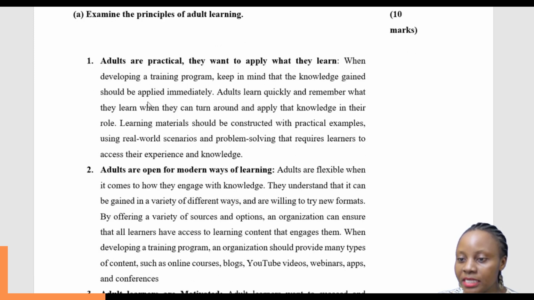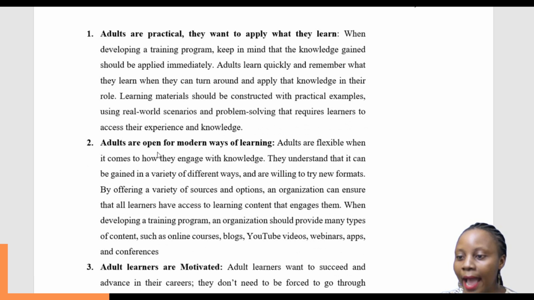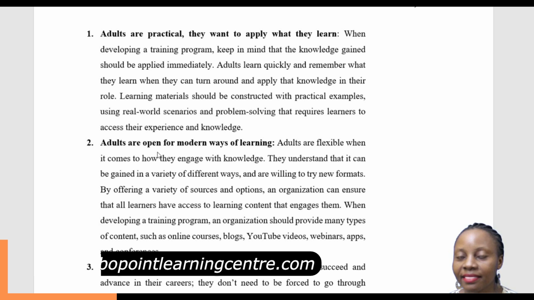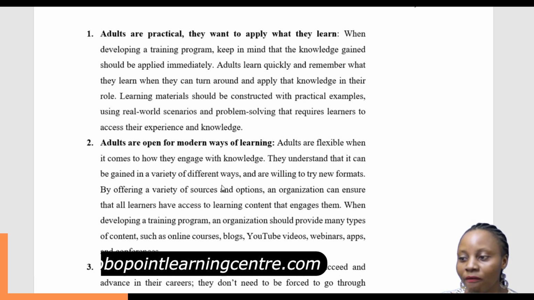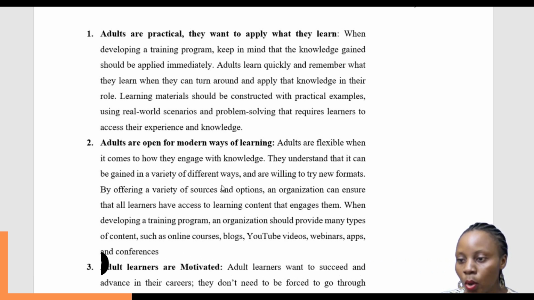We have principle 2, which is adults are open to modern ways of learning. Right this moment, we are in a very dynamic era whereby technology is taking over in almost all areas. So adults are very much open when it comes to modern ways of learning. You can take them through online learning. You can use projectors and any kind of learning that can support modernity.